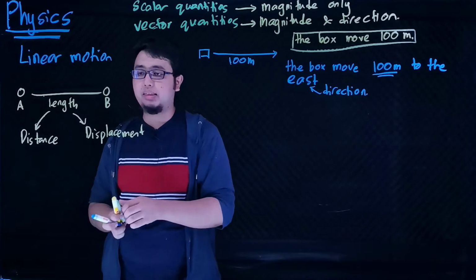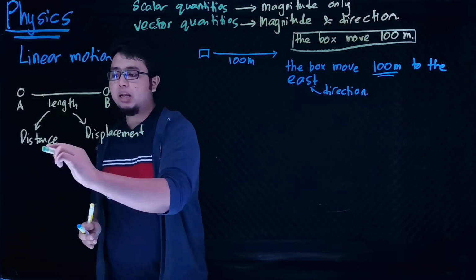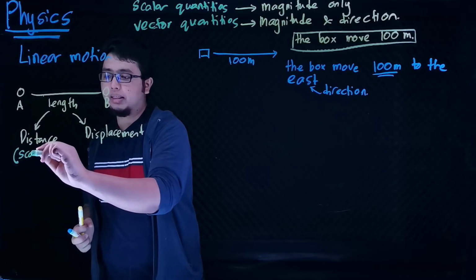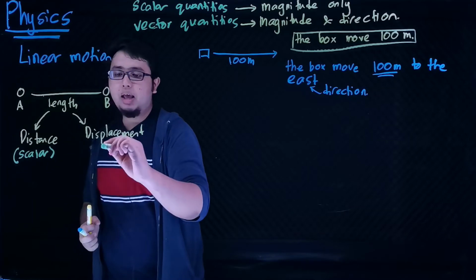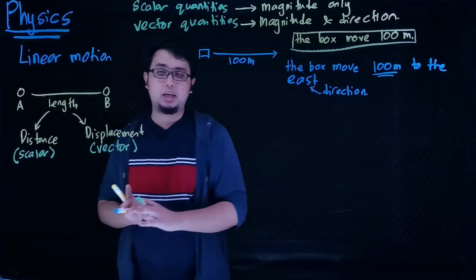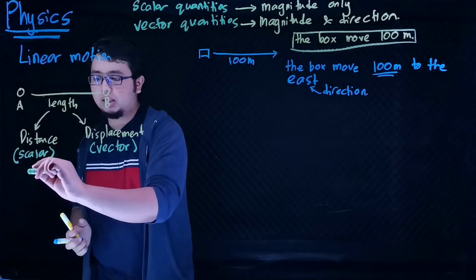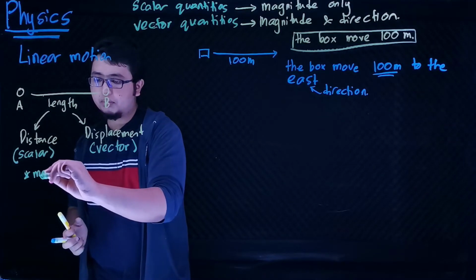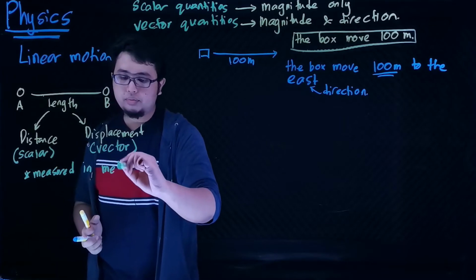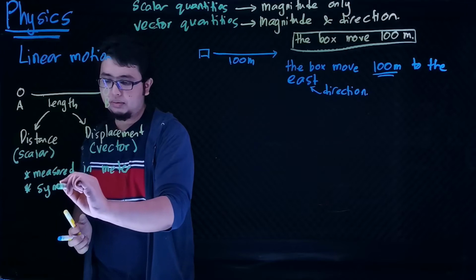Alright, next we shift back here. So we start with distance and displacement. Distance is a scalar quantity, and displacement is a vector quantity. Both distance and displacement are measured in meter. And for both of them, their symbol is still S.